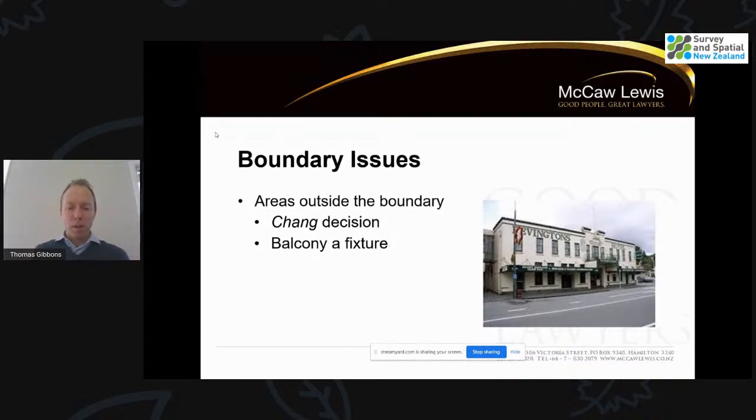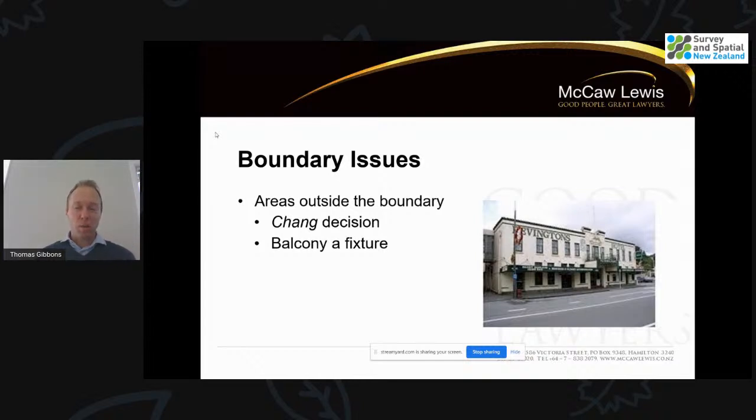So we have a building there, I'm going to call it Levington's, and let's say the unit boundary is the outside wall, and then we have this awning poking out from the wall over the footpath. Well, who owns the awning? Is it part of the local authority's property? Is it body corporate property? Is it owner's property?